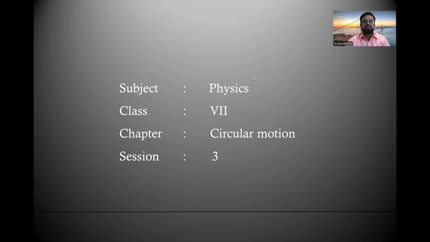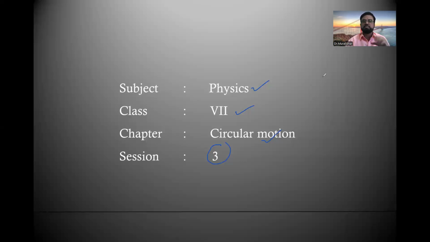As you can see on the screen, and you are well aware, my subject is physics. We are in class 7th. Our ongoing chapter is circular motion. And today we are entering into session number 3. So far, we completed 2 sessions to understand a special type of motion called circular motion, and we continue where we left in the last class.